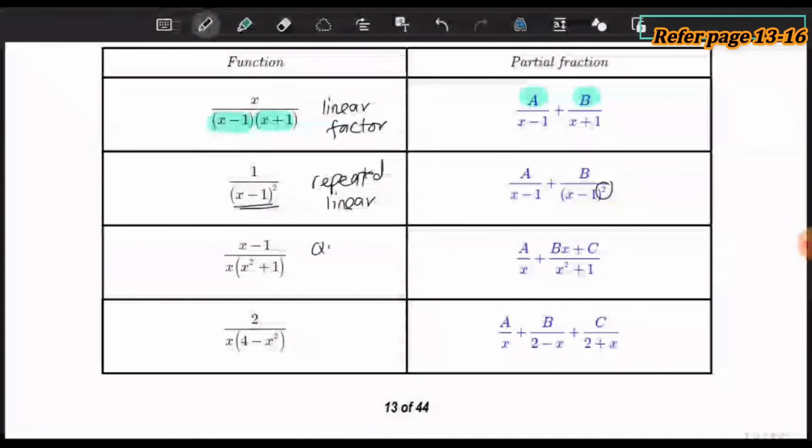Next, for quadratic factor, we have to write bx plus c as the numerator. If the denominator, the factor is quadratic, the numerator must be a linear. And for this case, we have a over x. A is a constant, x is a linear factor.